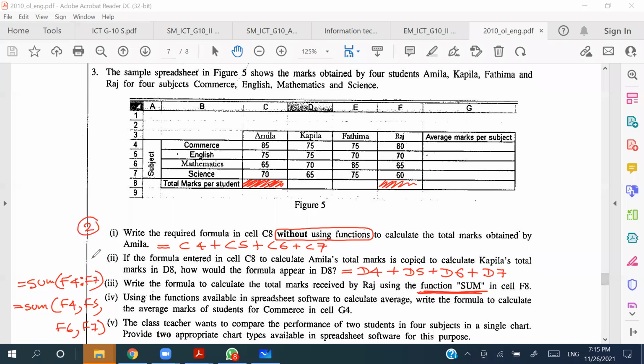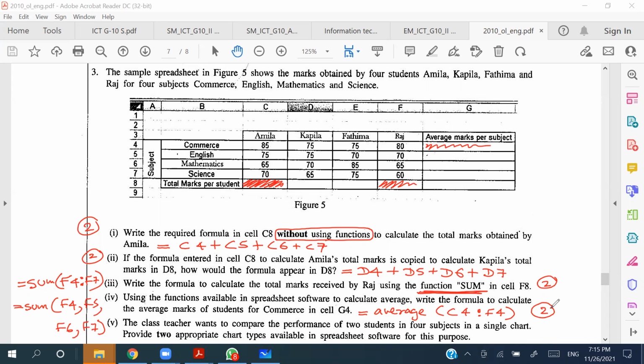Right, so 2 marks for the first part, 2 marks for the second part, as well as 2 marks for the third part. And the fourth one, it says, using the function available in spreadsheet software to calculate the average, write the formula to calculate the average marks of the student for commerce in cell G4. That means over here, they're asking for average, so it is equal average. The average should be C4 colon F4, right? Or else you can use the comma separator as I showed you in the sum function. So again, 2 marks is given.